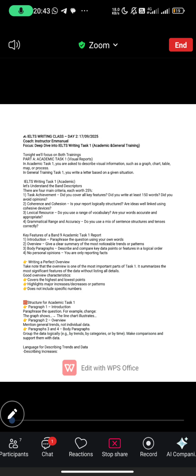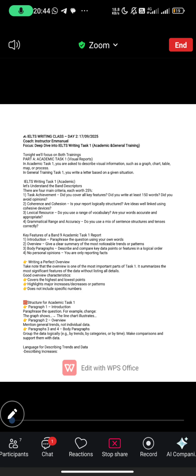you need to understand that there are things that make for your band 9. You can score band 9 in your writing. It's very, very easy. Okay, your introduction: paraphrase your question using your own words. Do not repeat the question, it reduces mark. Your overview: give a clear summary of the most noticeable trends and patterns. Avoid figures in the overview paragraph.